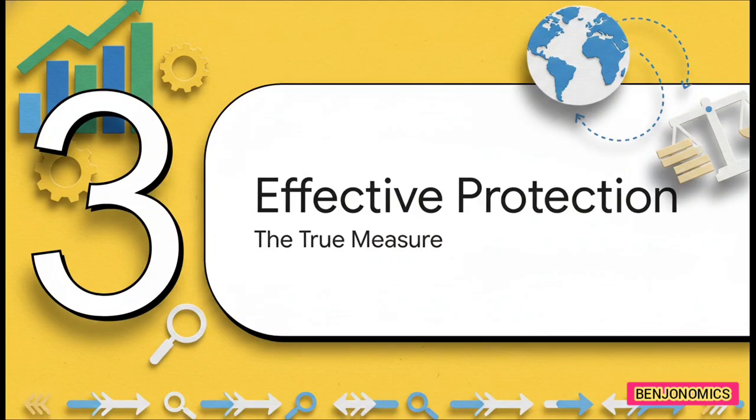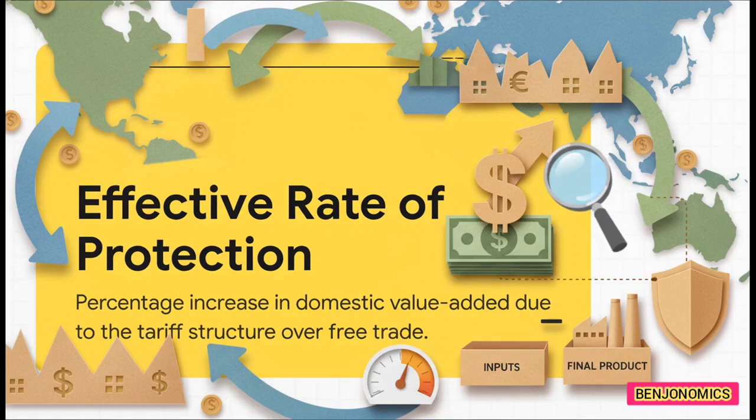Section 3. Effective rate of protection, the true measure. This is the authentic, professional tool economists use. So the absolutely crucial point here is this. The effective rate of protection, or ERP, measures the percentage increase in domestic value added that's made possible by the tariff structure compared to what it would be under free trade. Remember, value added is just the difference between the cost of your inputs and the final price of the product. ERP digs deep. It shows us the actual true level of protection an industry's value added is getting.